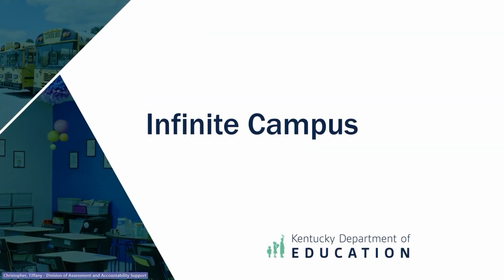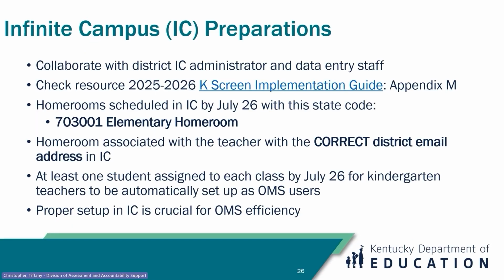Now that we've reviewed K-Screen itself, let's take a look at Infinite Campus. In order for the Brigance data to be entered into the online management system, IC information must be set up correctly. Data files are extracted from IC, and files are created in the OMS for student assignment and assessment data. It is very important for communication and collaboration to happen between your district IC contact, the person who will be entering the new kindergarten data into IC, and you to ensure things are set up correctly from the beginning. This will save a lot of time and stress during the screening window.